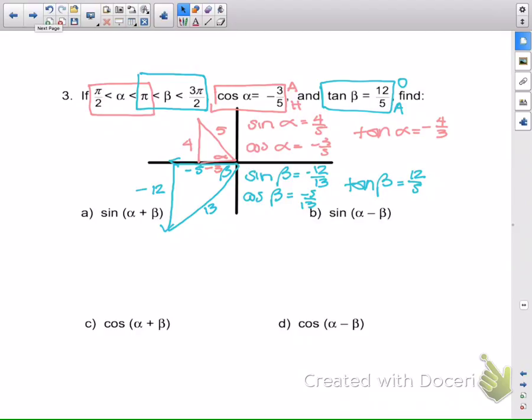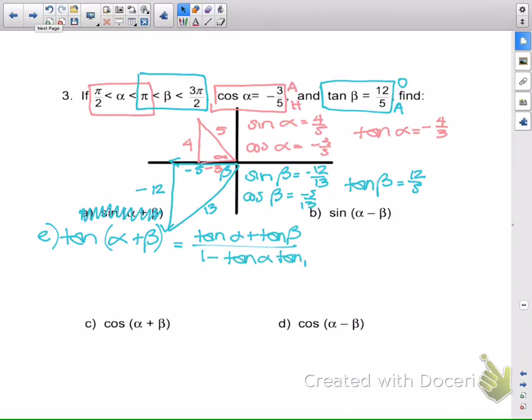Okay? The tangent ones are very similar to each other, so I'm just going to scratch out this A so I don't have to erase my picture, and we're going to do part E up here, which is tangent of alpha plus beta. Right? So if I look at my formula sheet, tangent of alpha plus beta, its expanded version is going to be equal to what according to my formula? Tan alpha plus tan beta over 1 minus tan alpha tan beta.